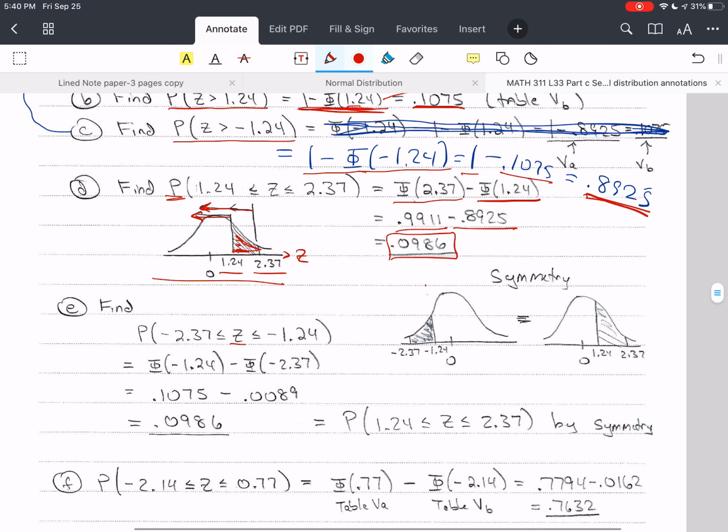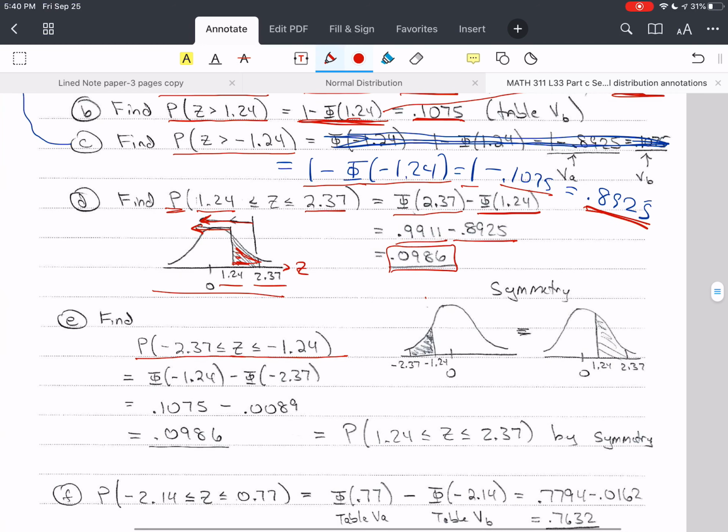Now, find the probability that Z is between negative 2.37 and negative 1.24. Here I was looking at the positive of the numbers. Now I'm looking at the negatives. And so again, I'm going to take the largest, which is now negative 1.24, phi of that, minus phi of the smaller one.